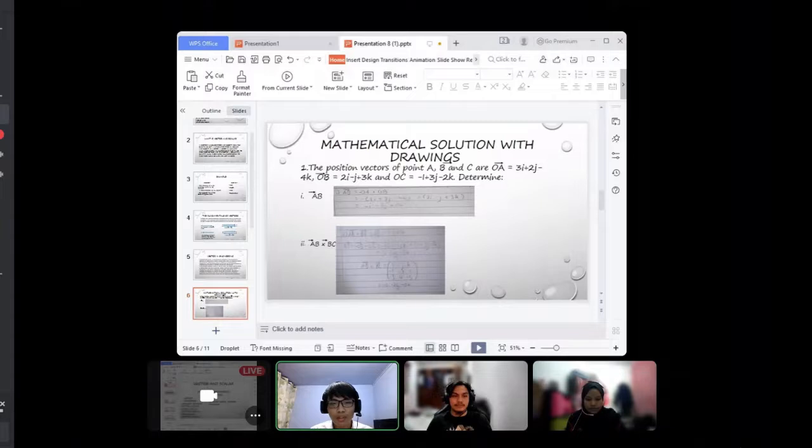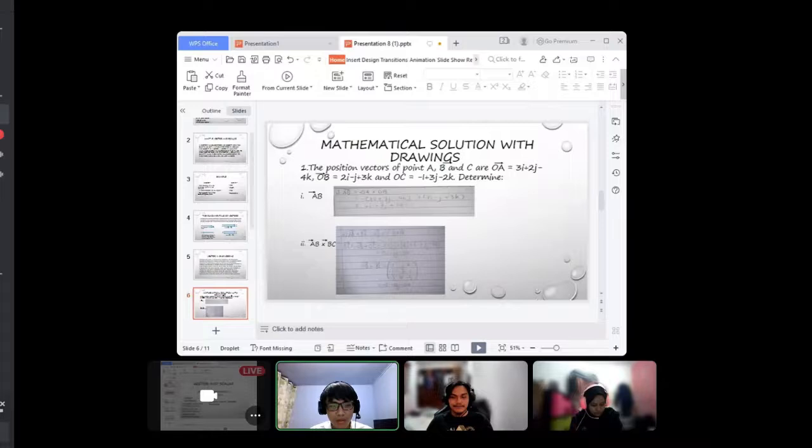Mathematical solution with drawings. The position vectors of points A, B, and C are OA equals 3i plus 2j minus 4k, OB equals 2i minus j plus 3k, and OC equals negative i plus 3j minus 2k. Question 1: determine AB. AB equals negative OA plus OB, equals negative (3i plus 2j minus 4k) plus (2i minus j plus 3k), which equals negative i minus 3j plus 7k.